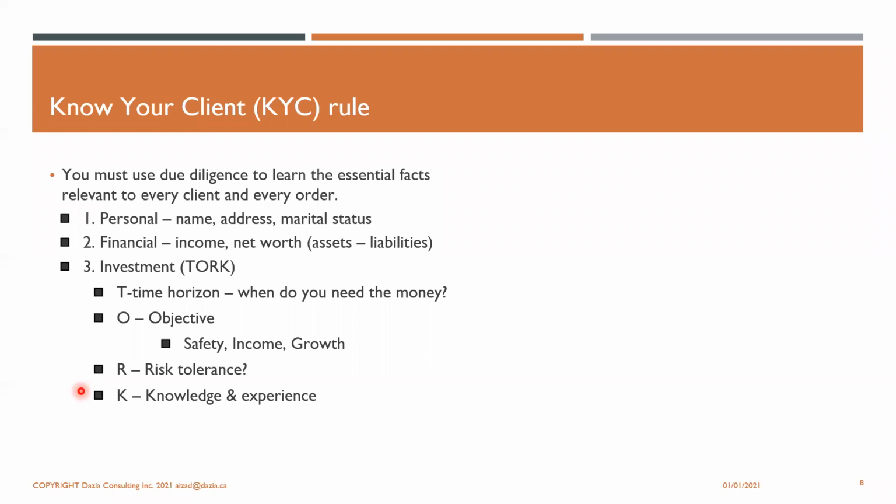K is knowledge and experience. Knowledge is different from experience. Knowledge is just they know about it, they maybe read about it, and that's it. And experience is did they really ever buy mutual funds? Did they buy these products? And that is the key aspect, the knowledge aspect.